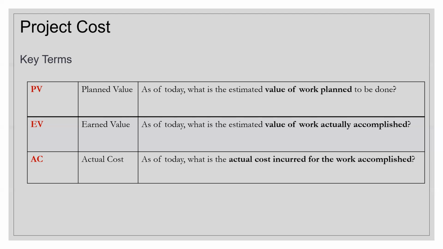Now, actual cost is the term which is very close to earned value, but not actually earned value. Actual cost tells what is the actual dollars we have spent, like actual cost incurred for the work accomplished. I know it's a little bit complicated. It looks like earned value is the value of work, and actual cost is the actual dollar spent on the work.